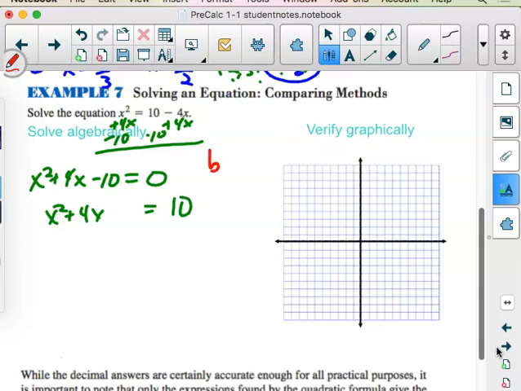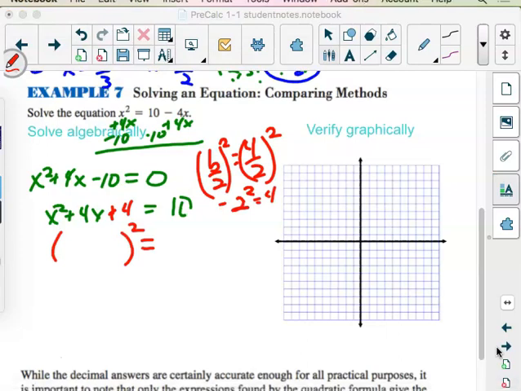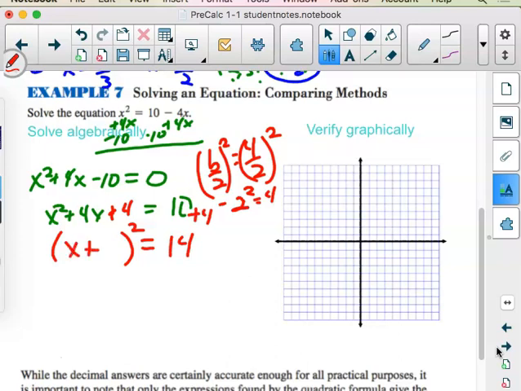So again, you think of that little b over 2 squared, and that's going to be 4 divided by 2 squared, which is 2 squared, which is 4. And so we're going to add 4 to both sides. We're going to get 14 on the right-hand side, and then we think, well, what did we square to get the 4? We squared a 2.